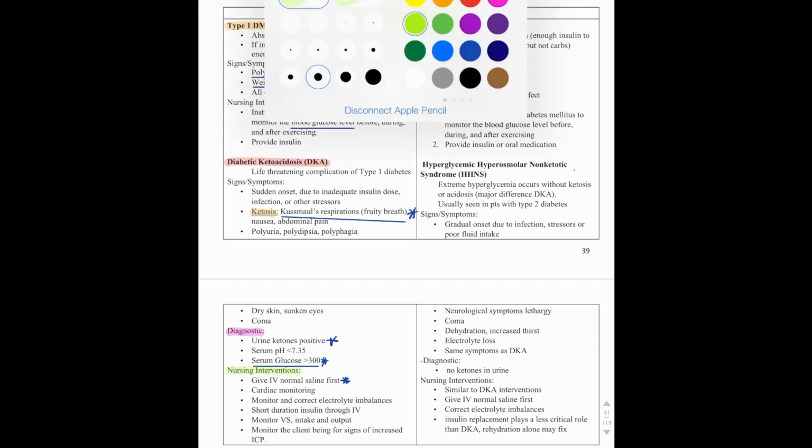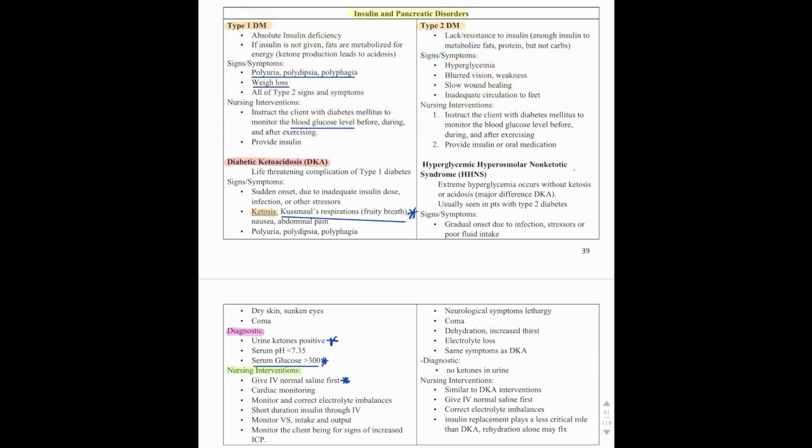Then we're going to talk about type 2 diabetes. So this is a lack of or resistance to insulin. There is enough insulin to metabolize fats and protein, but not carbs. We're going to see hyperglycemia, blurred vision, weakness, slow wound healing, and inadequate circulation to the feet. Our nursing interventions are to instruct the client with diabetes to monitor their blood glucose before, during, and after exercise, and provide insulin or oral medications.